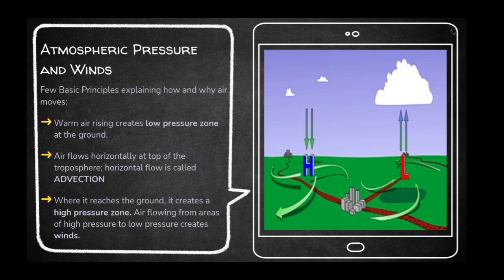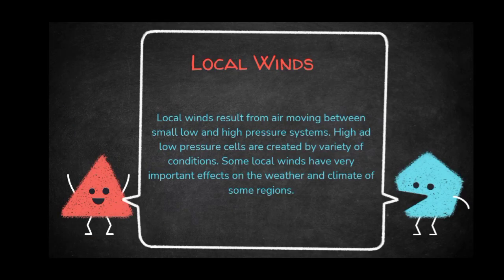Air moving between large high and low pressure systems creates the global wind belts that profoundly affect the regional climate. Smaller pressure systems create localized winds that affect the weather and the climate of a local area. Local winds. Local winds result from air moving between small low and high pressure systems. High and low pressure cells are created by a variety of conditions.